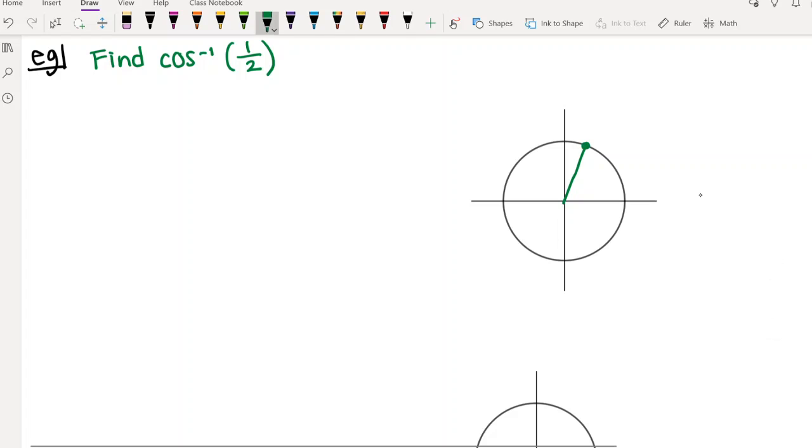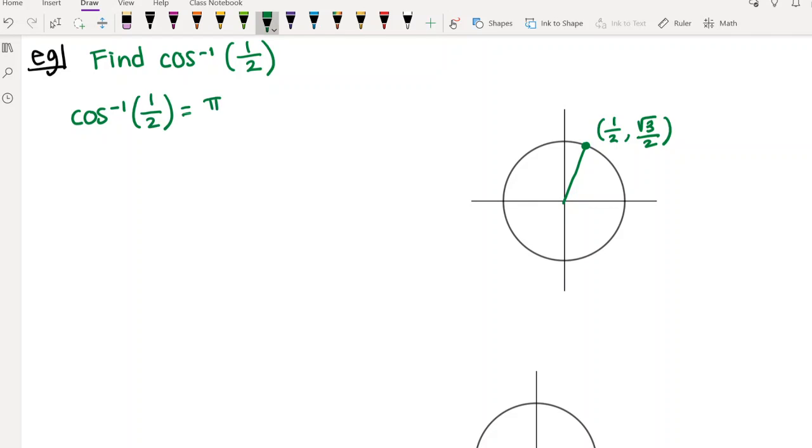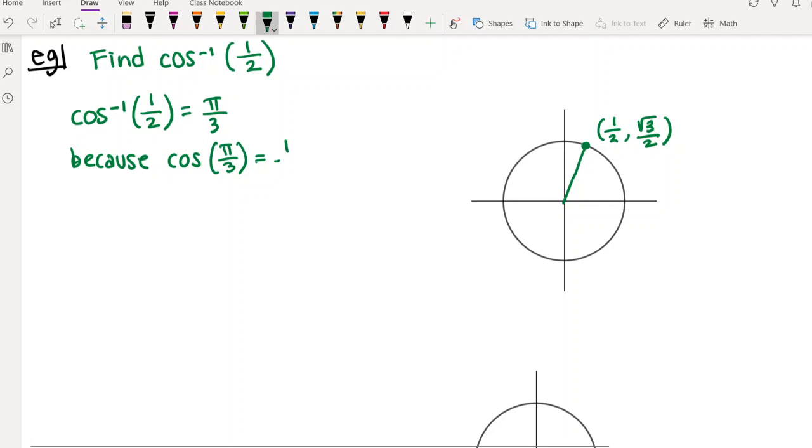So in order to get an x coordinate of 1/2, it has to be that the x coordinate is the smaller coordinate compared to the y coordinate. And so that's going to be an angle of pi/3. Inverse cosine of 1/2 is equal to pi/3. And that is because cosine of pi/3 is equal to 1/2. And additionally, because pi/3 is in the interval from 0 to pi.